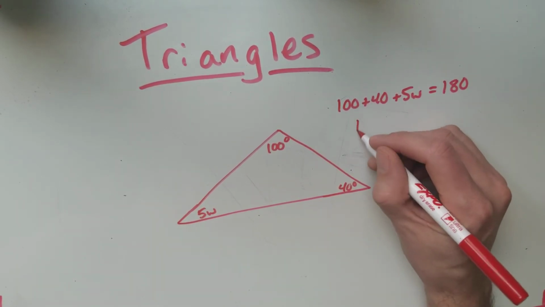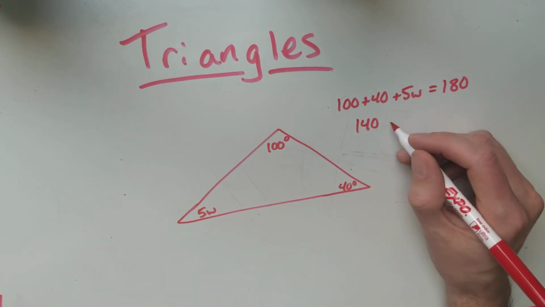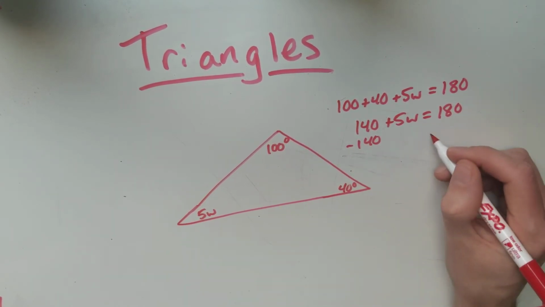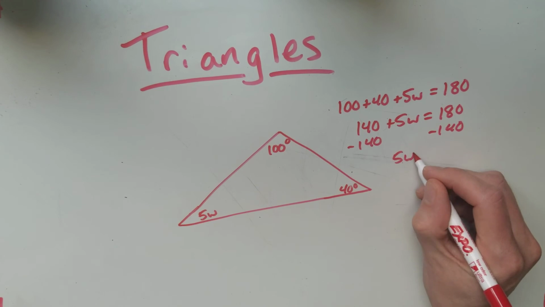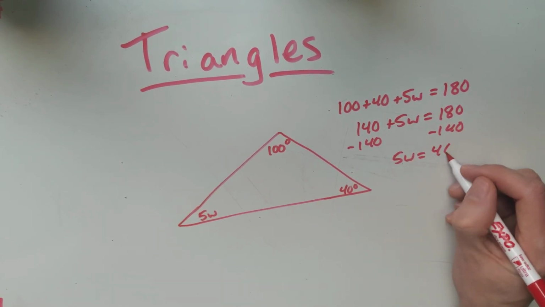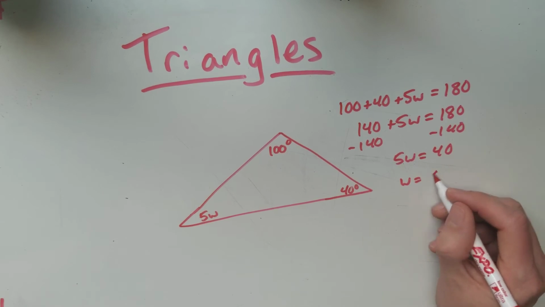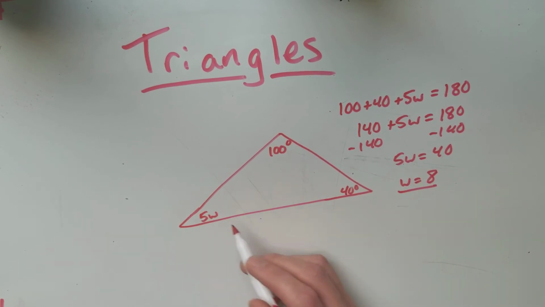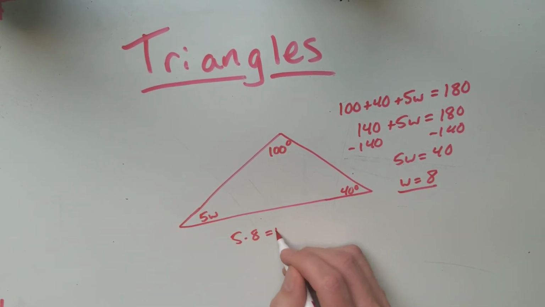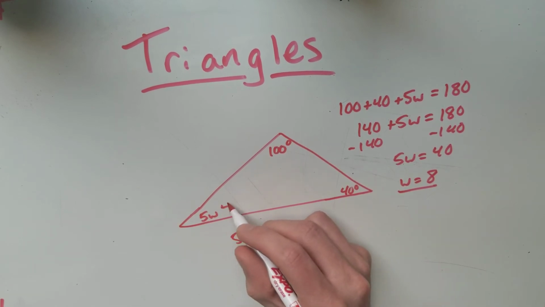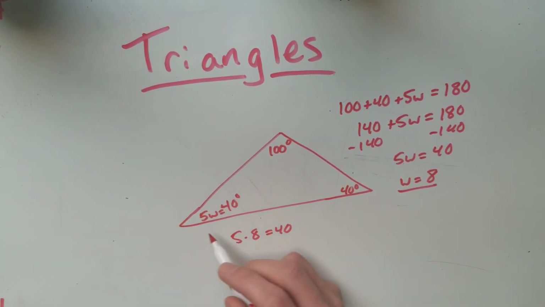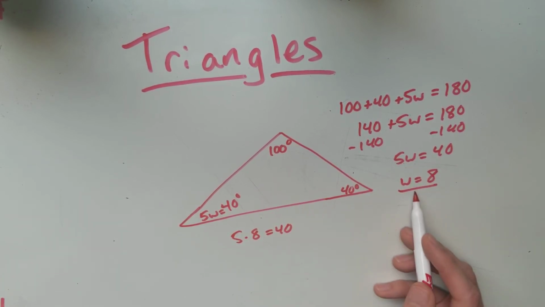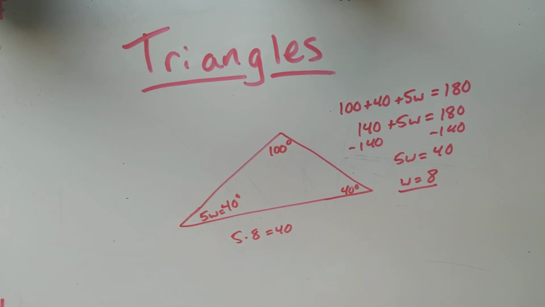So let's go ahead and combine like terms. 100 plus 40 plus 5w is 180. Subtract 140 from both sides. So 5w should equal 40. When you divide by 5, your value of w is 8. Now if you want to know the measure of this angle, well, you would do 5 times 8. 5 times w equals 40. So this would have a measurement of 40 degrees down here. Also 5w equals 40, which is kind of right for us right there. And there's your value of w, your value of the angle, and we're all done.